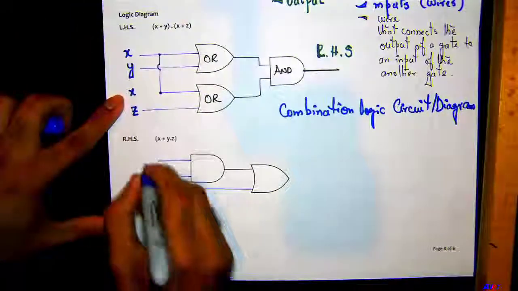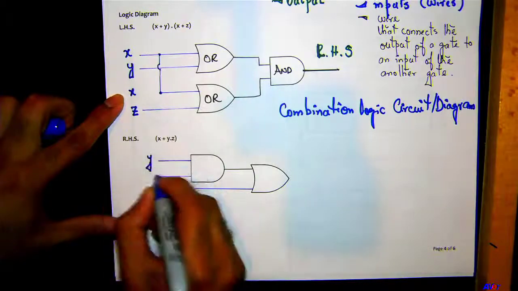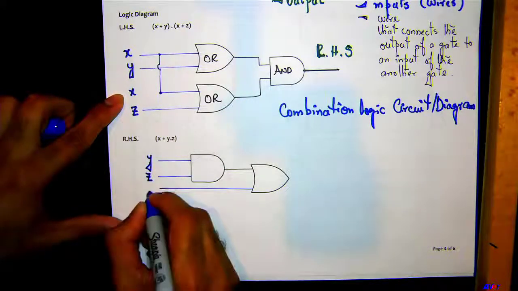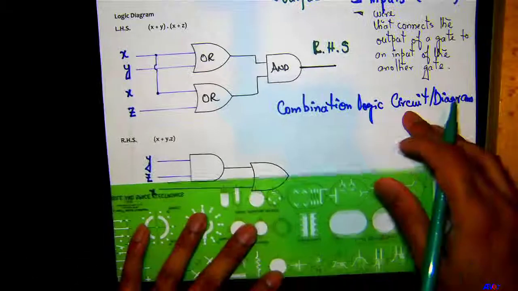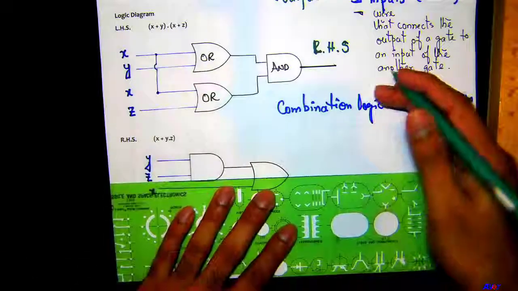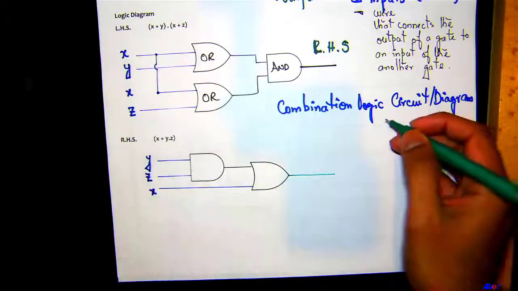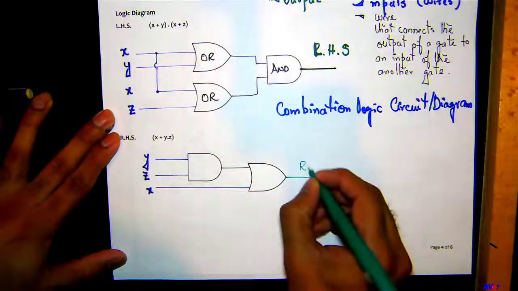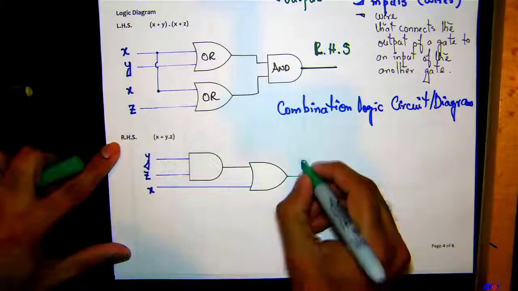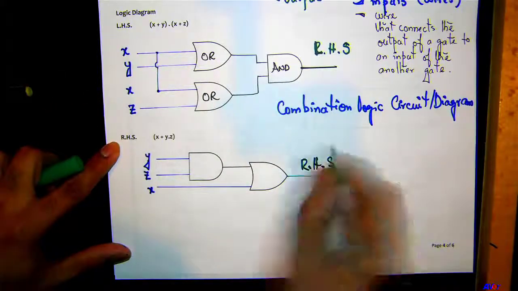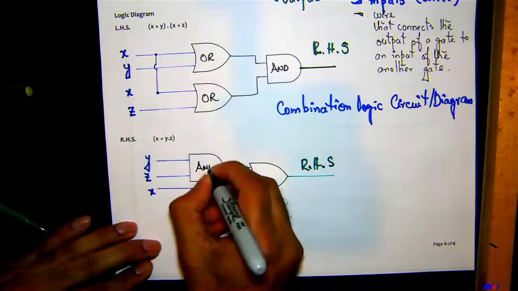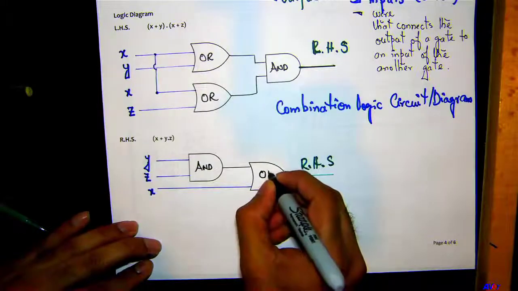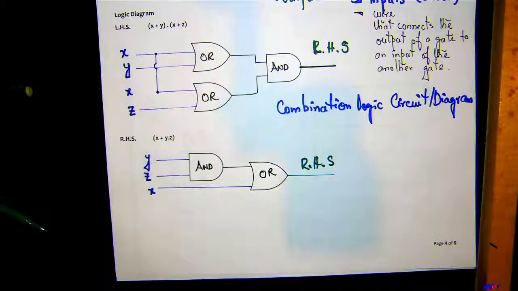So this is going to be my Y, Z, and this is going to be X. And this is going to be my output, which is the right hand side of the equation. This is the AND gate, and this is the OR gate. Okay, let's verify some logic here.